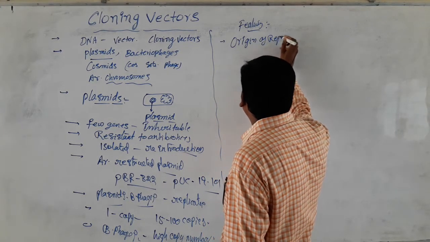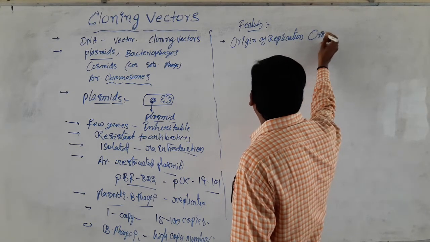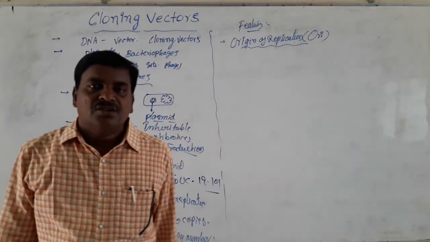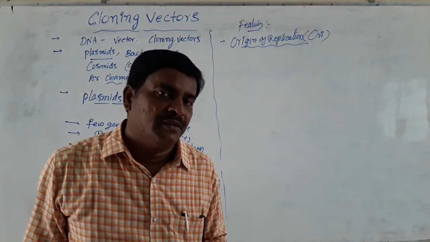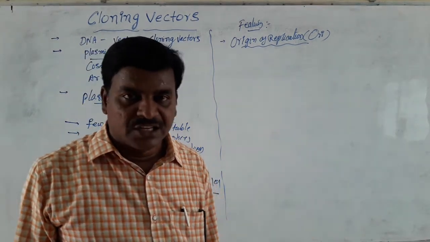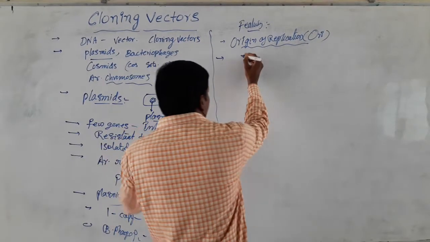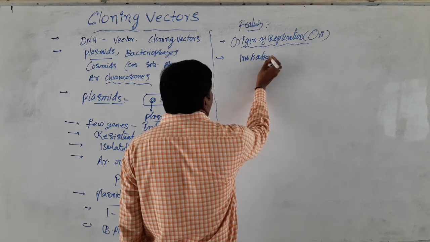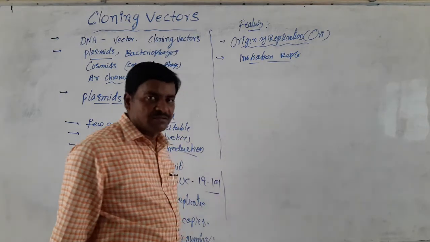Origin of replication. This is ORI, origin of replication. Origin of replication means the special sequence of DNA which is responsible for the initiation of replication. The site of the sequence of DNA which is responsible for initiation of replication is called origin of replication.